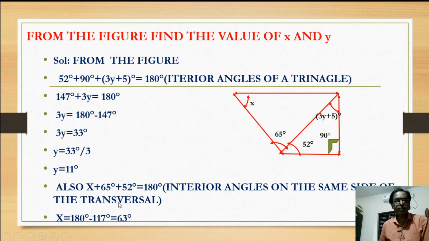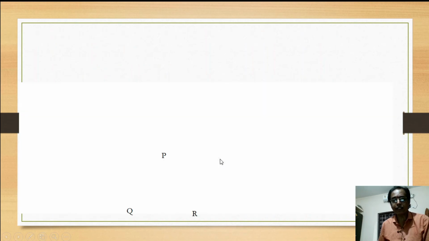So take this 117 to the right side, then we get x is equal to 180 minus 117 is equal to 63. Okay, x value 63, y value 11. From the angle sum property we got the y value, and the x value by using the interior angles on the same side of the transversal being supplementary.